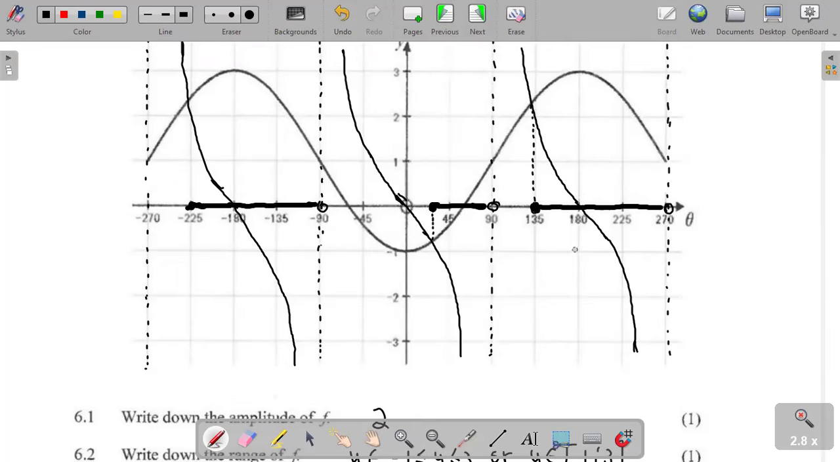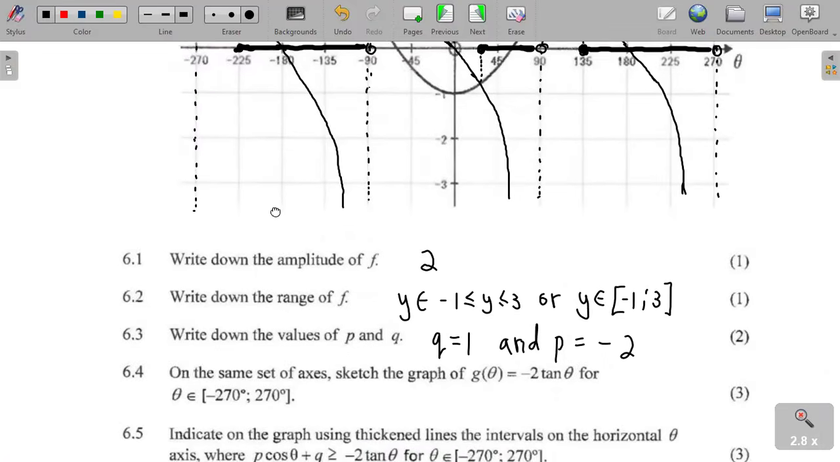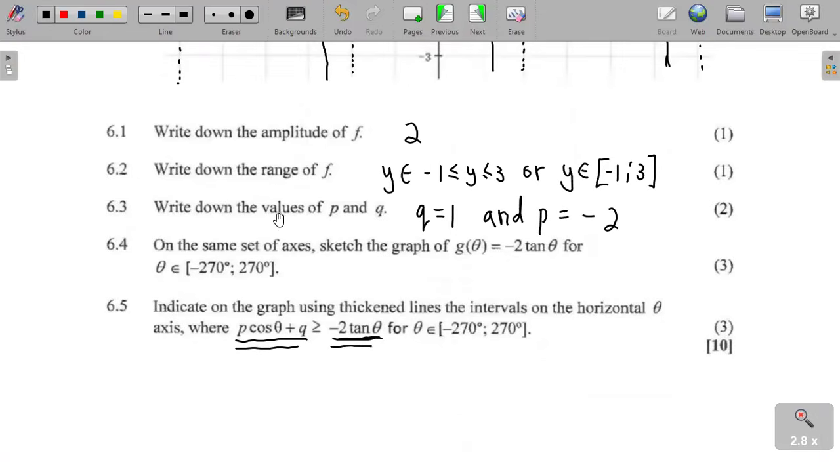Yes. So these are the intervals here. See? So that's all for question 6. Question 6, yeah, that was the last question.